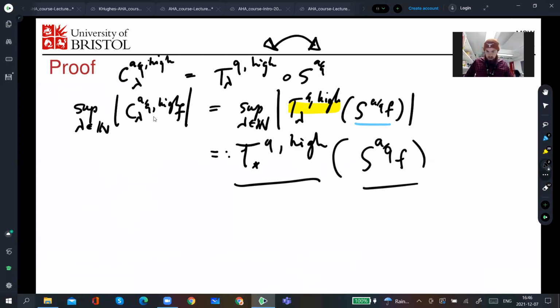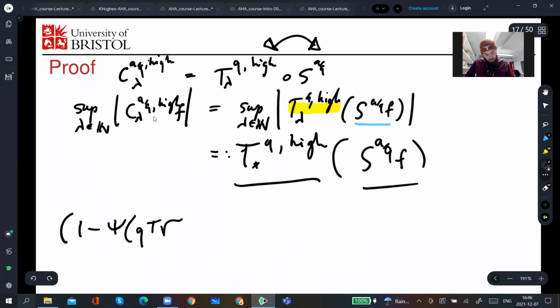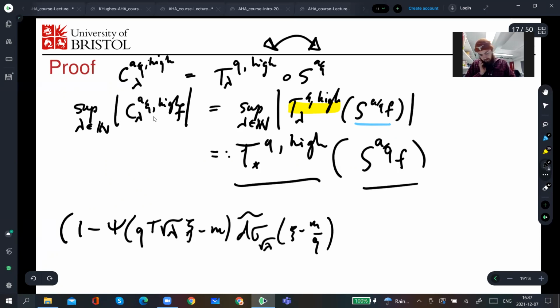Let's see what it looks like again. Each of my multipliers looks like the following. I have 1 minus psi of qt square root lambda c minus m times the Fourier transform of the spherical measure root lambda of c minus m over q. And this is of the form where we can just apply the transference principle, the Magyar-Stein-Wainger transference principle. Okay. How do we do that?